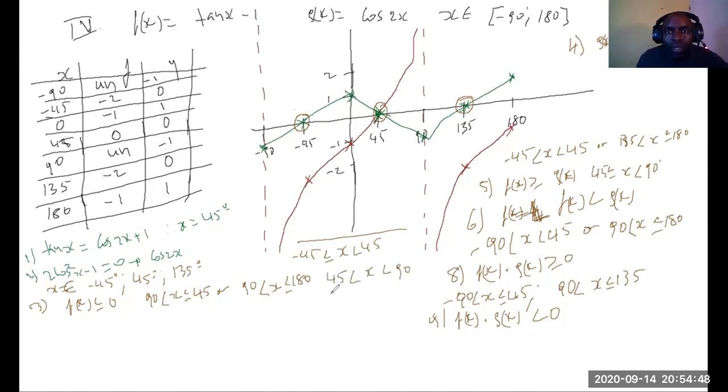Now we've got again negative, but it's positive. Yes, 135 and 180. We want x to be greater, less or equal to that. So I think I can end here.